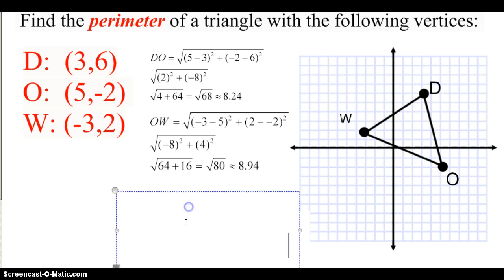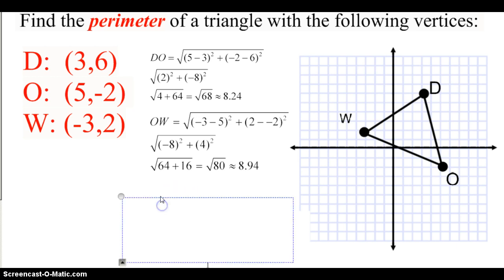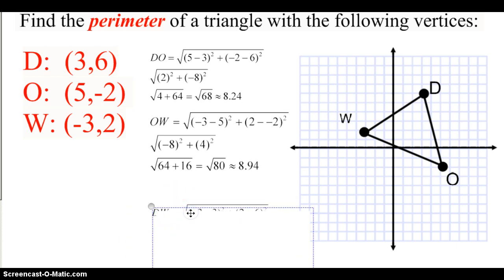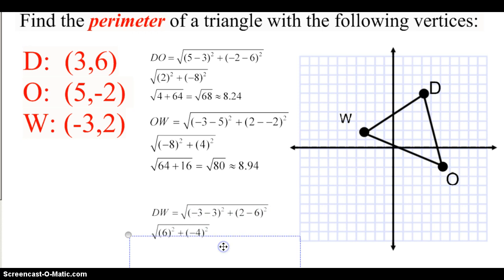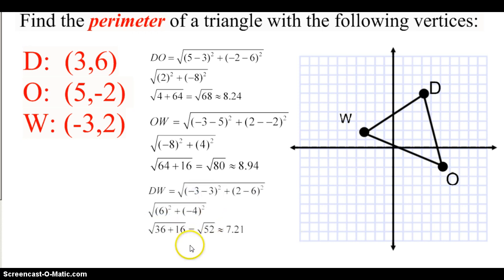And then, of course, I still have DW left. So I'm going to do DW now. I'm going to take -3 minus 3, which is over here. I'm going to take 2 minus 6. So if that's correct, I add negative, so that's 6. I subtract, I get -4, but that's okay because when I square it, it's positive. 36 plus 16, square root of 52.